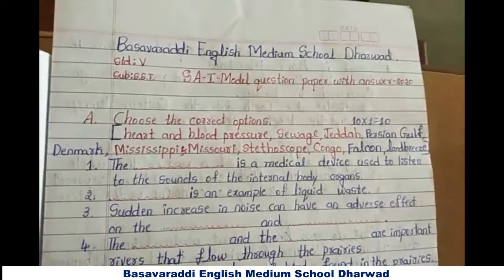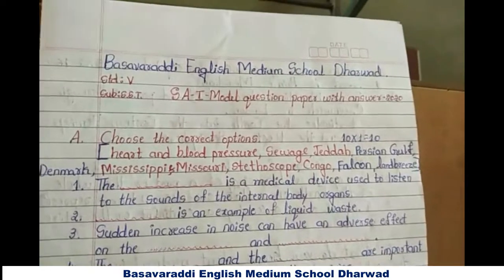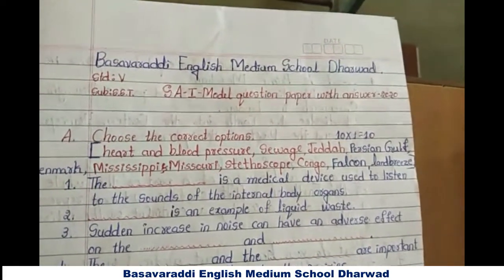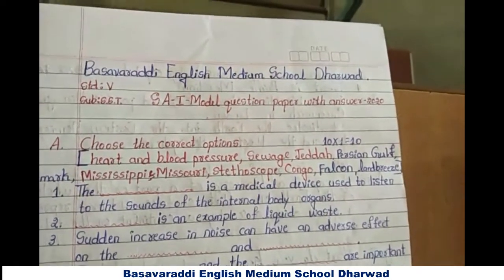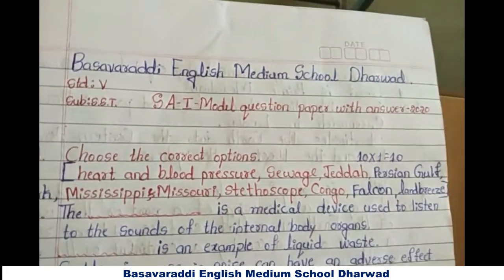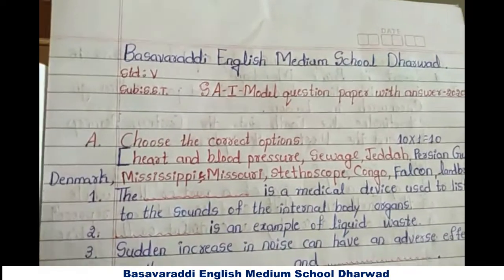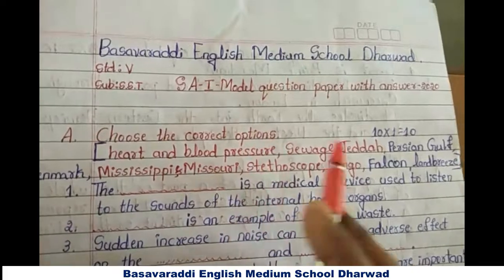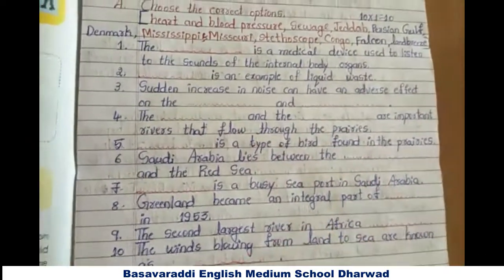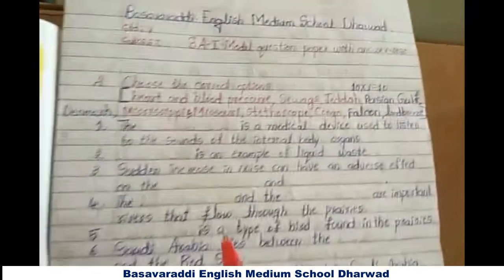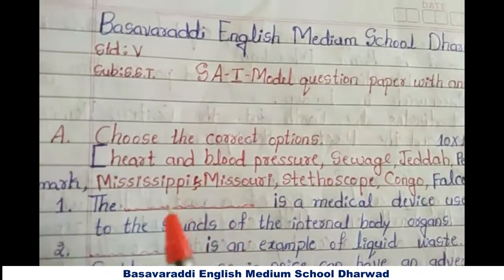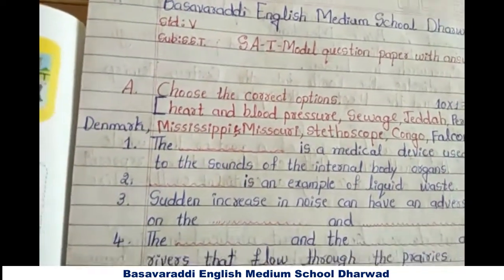Hello children, today we will discuss the 5th standard SST subject Essay 1 model question paper with answers. Let's start. First, choose the correct options from the bracket. See here, there are 10 fill in the blanks. In the bracket, there are options.